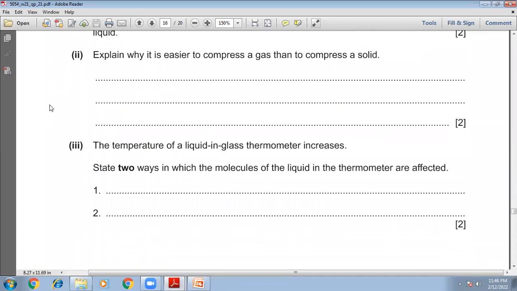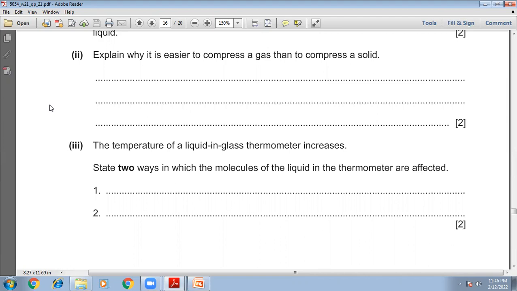He says, explain why it is easier to compress a gas than to compress a solid. You see, in the gas there are a lot of larger intermolecular spaces, and the repulsive force of one molecule of the gas with another molecule is less as compared to the repulsive force present between the molecules of a solid. So because there is less repulsive force, you can apply the force and bring the molecules closer to each other in the case of the gas, because the repulsive force between the molecules is less strong.